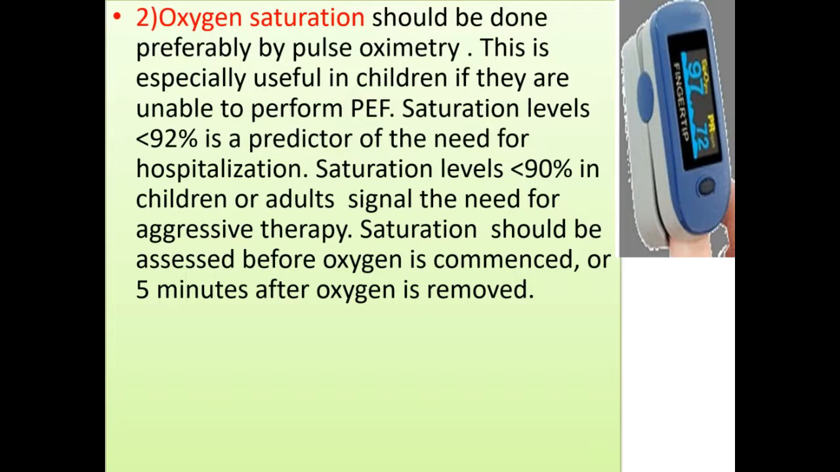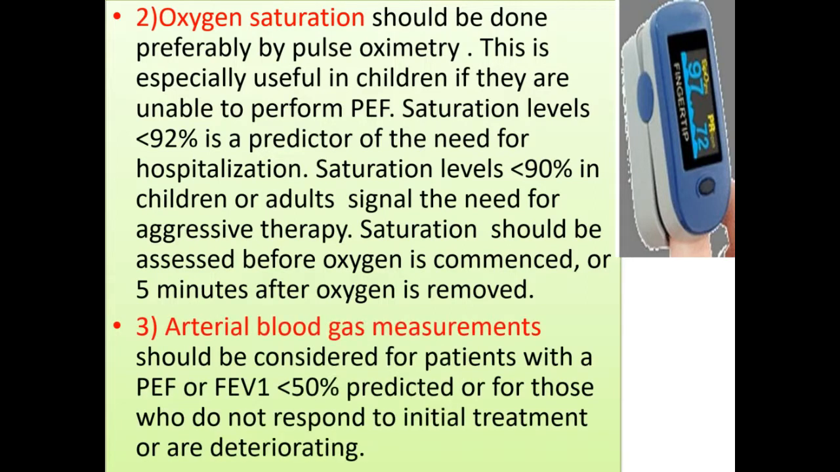2. Oxygen saturation should be done, preferably by pulse oximetry. This is especially useful in children if they are unable to perform PEF. Saturation levels below 92% are a predictor of the need for hospitalization. Saturation levels below 90% in children or adults signal the need for aggressive therapy. Saturation should be assessed before oxygen is commenced, or 5 minutes after oxygen is removed.